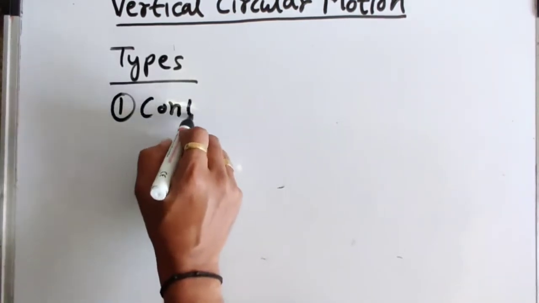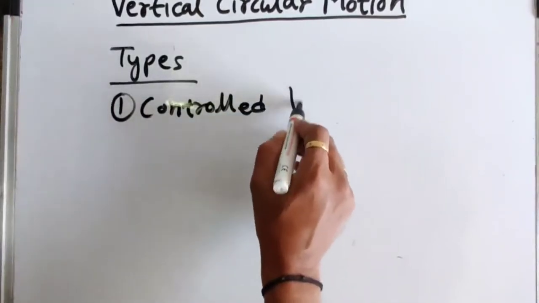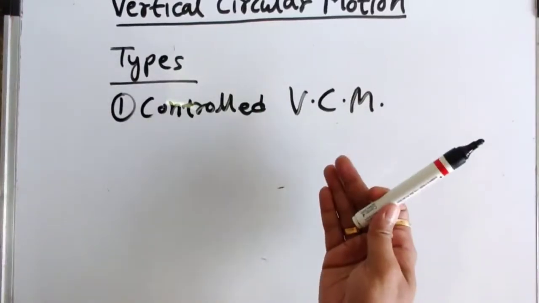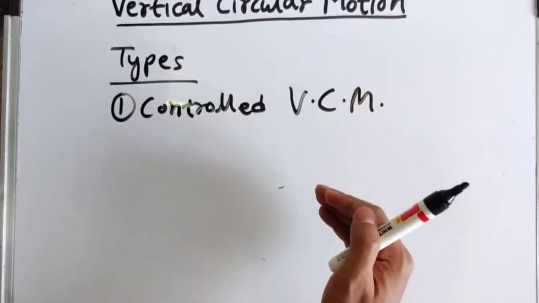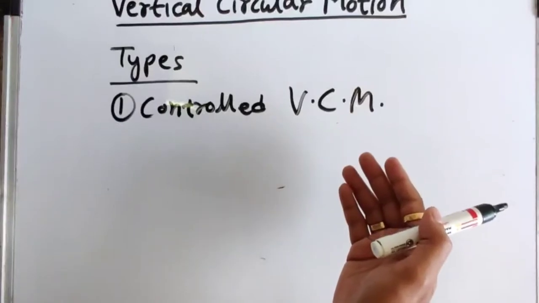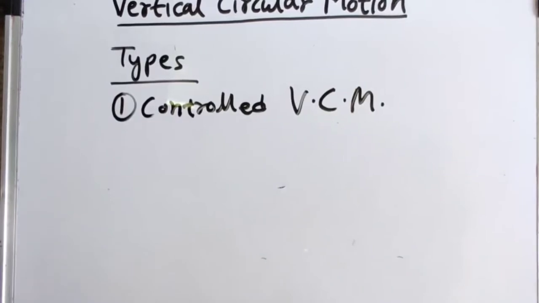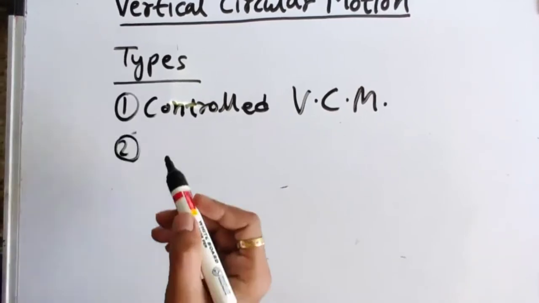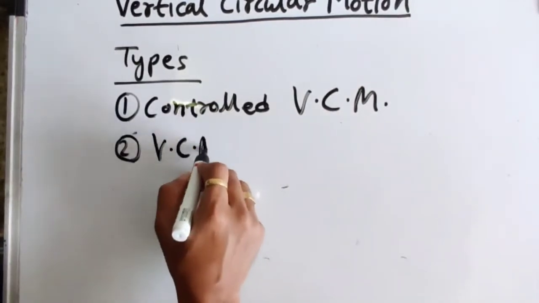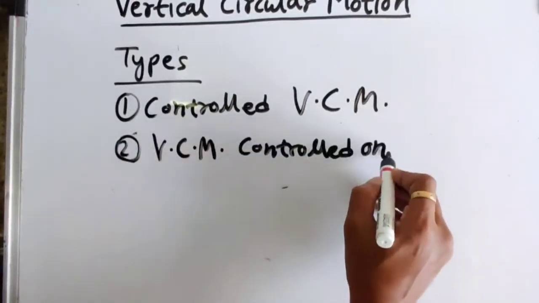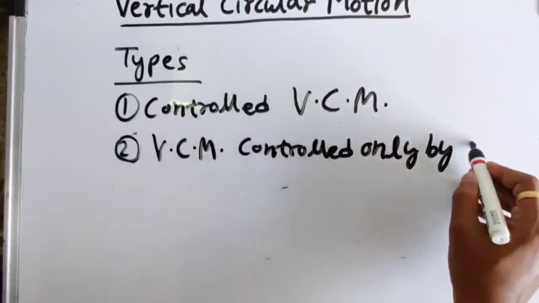First is controlled vertical circular motion, in which the speed is either kept constant or not totally controlled by gravity. For example, we can take a giant wheel. And the second type is the vertical circular motion controlled only by gravity.